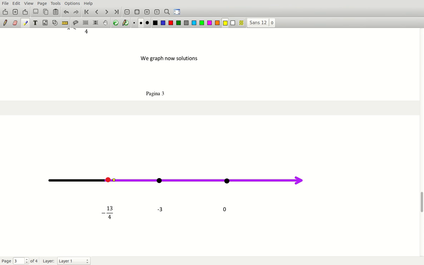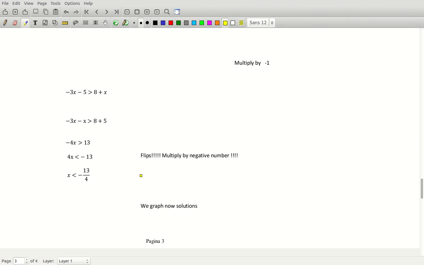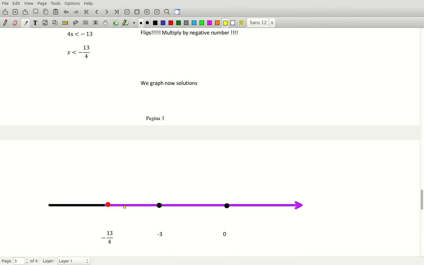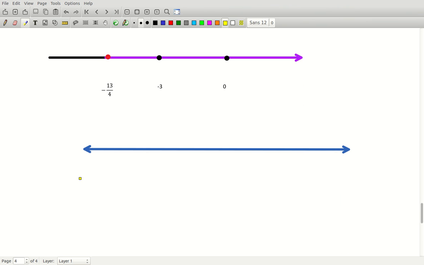Any number greater than minus 13 over 4 will not satisfy the inequality. Any number less than minus 13 over 4 will satisfy the inequality.